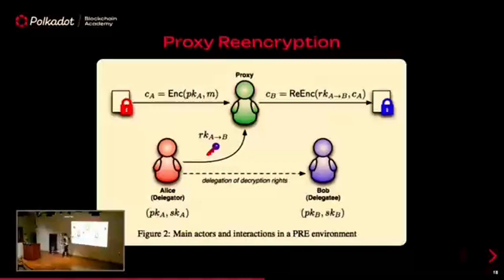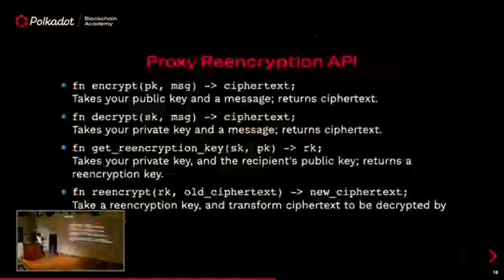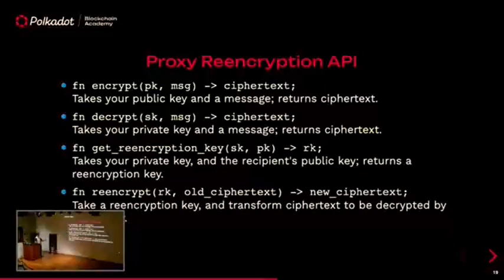Alice can then create a re-encryption key and give it to the proxy, and the proxy can re-encrypt the data so that Bob can read it. Bob can decrypt it, but the proxy isn't able to decrypt anything. It might be a little bit clearer looking at what an API for this might look like.